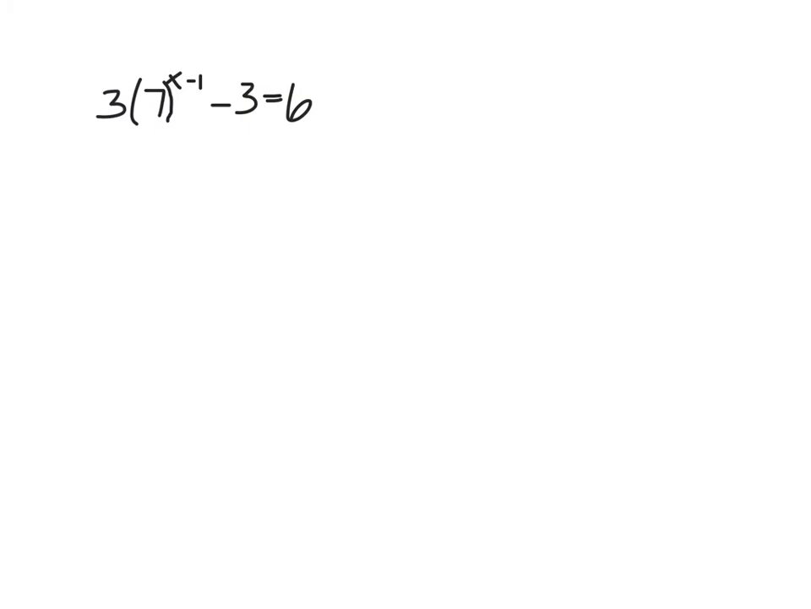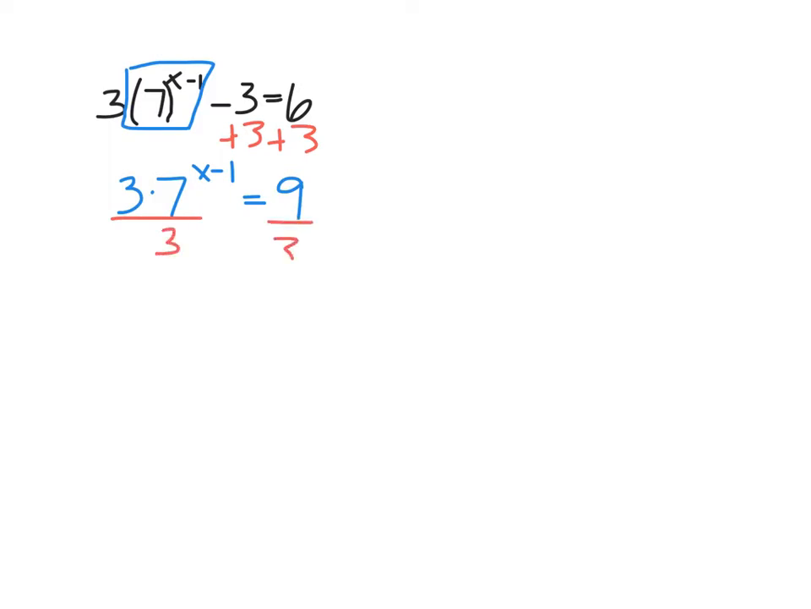Alright, finally, when we need to isolate, basically like we did when we were solving radical equations, we blob up our base and the exponent. So how do I get my blob by itself? I'm going to add 3. So I get 3 times 7 to the x minus 1 equals 9. And then I'm going to divide by 3 because we're trying to get this blob by itself. So I get 7 to the x minus 1 equals 3. So my base is isolated.